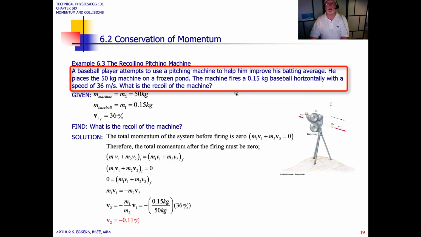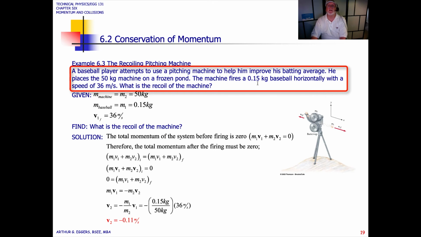So let's take a look at a pitching machine here. We've got a problem where we're going to look at what happens when we have a recoil of a pitching machine, the old equal and opposite reaction. A baseball player attempts to use a pitching machine to help him improve his batting average. He places the 50-kilogram machine on a frozen pond. You can see what's coming. It's going to shoot a baseball out, and the machine is going to go flying in the opposite direction. So we're just looking at using that recoil and trying to determine how far back this machine is going to go slinging in the opposite direction.